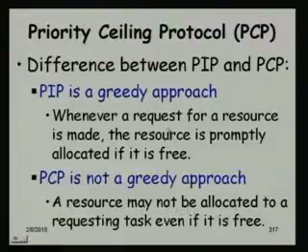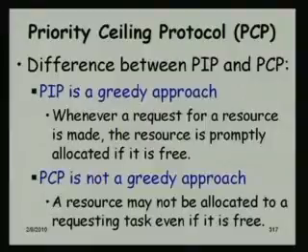So, the priority inheritance protocol is basically a greedy approach, because whenever a request to a resource is made, as long as the resource is available, it will be allocated. If it is being used by some task, then it might block, and then the inheritance scheme applies and so on. But as long as the resource is there and some task requests it, it gets it, is it not.